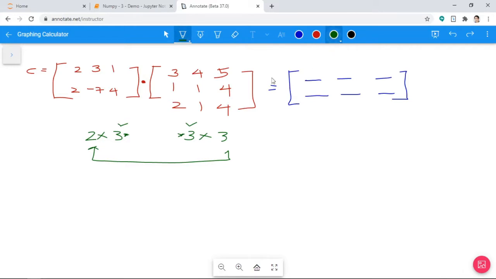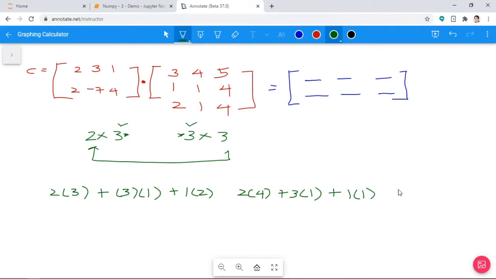Okay, so I'll select the green. We will have 2 times 3 plus 3 times 1 plus 1 times 2. Next one, we will have 2 times 4 plus 3 times 1 plus 1 times 1.